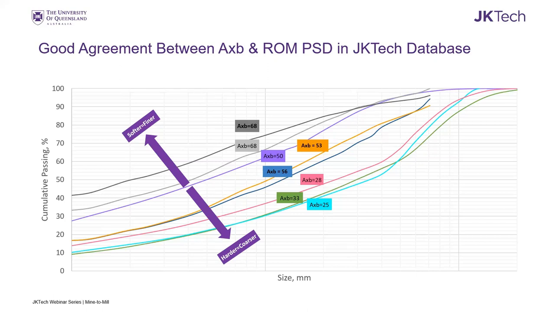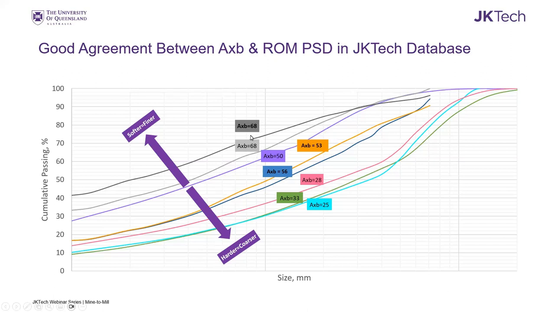So we can put together the fine end from the primary crusher product and the coarse end from the image analysis on the rank of mine material, and we can build all these curves. And we have observed this consistency. We expect coarser rocks to come with harder materials, and we expect finer rocks to come with very soft rocks. And this is what this bunch of curves is indicating.